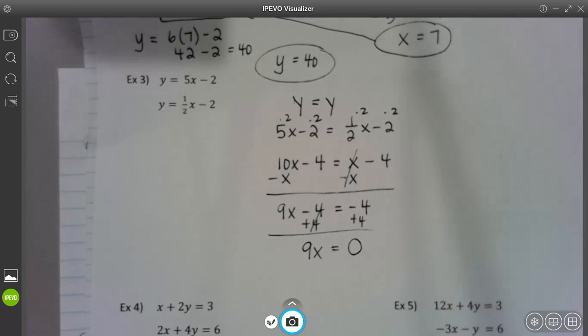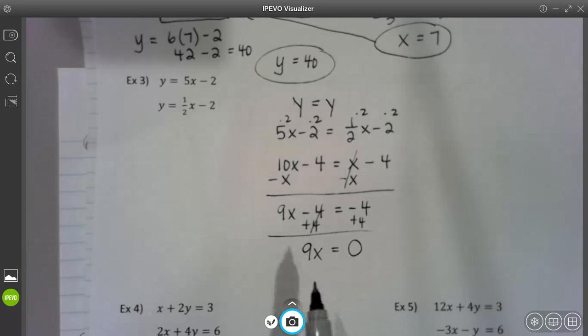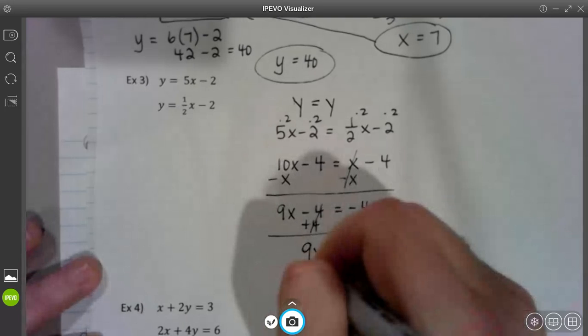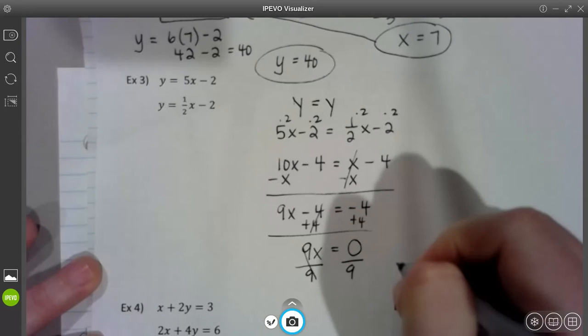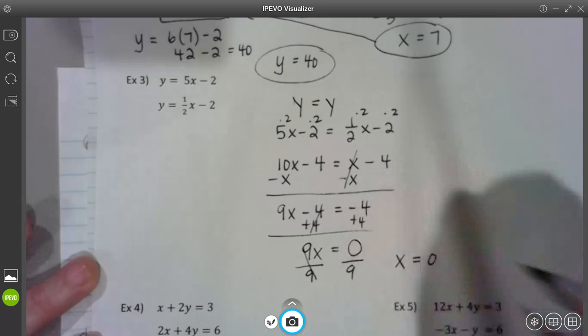It's no solution. No, no, no, no. There's still a variable in this problem. Continue to solve for x. This is not how you're going to get a no solution as your answer. We clearly still have a variable. I can keep solving. So divide by 9 and divide by 9, and you get x equals 0.